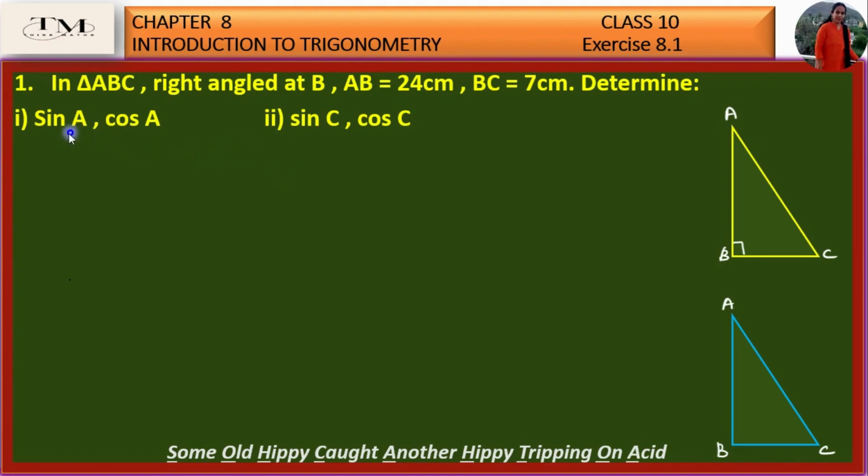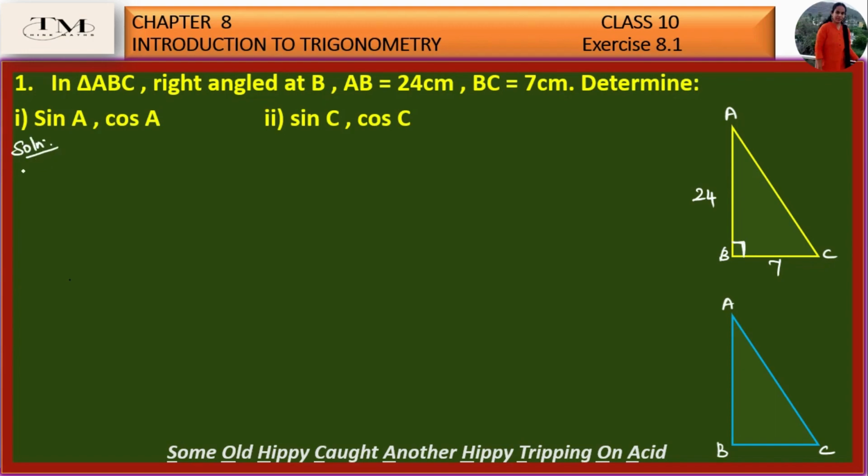Now let us first take the angle A. So what are all given? This triangle is at 90 degrees, so this is a right angle triangle, right angled at B. Next, AB is equal to 24 centimeter, BC is equal to 7 centimeter. So these are the things given. We have to find out AC. So let me start the solution.